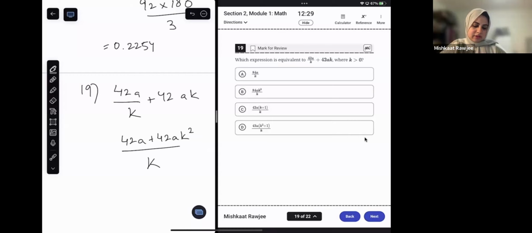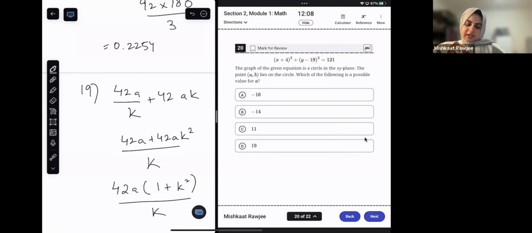And that's it. And then we can see what's common in this. So 42a is common on the top. So we do 42a multiplied by 1 plus k squared, over k. So 42a, k squared plus 1 over k. That will be D. So let's go choose that and move on.